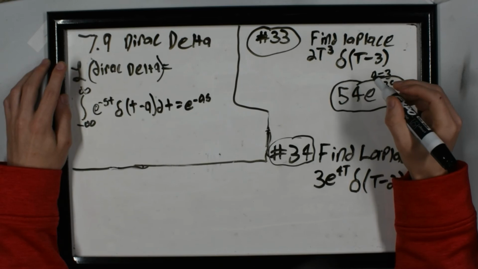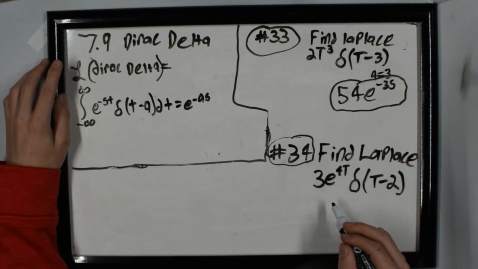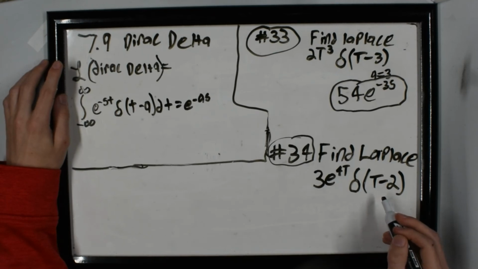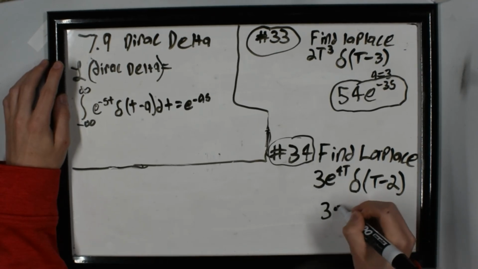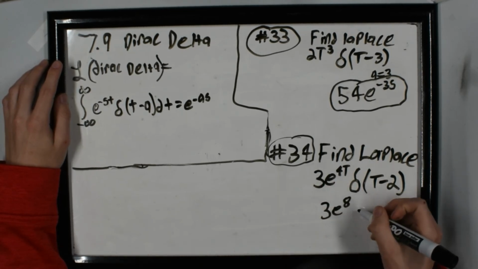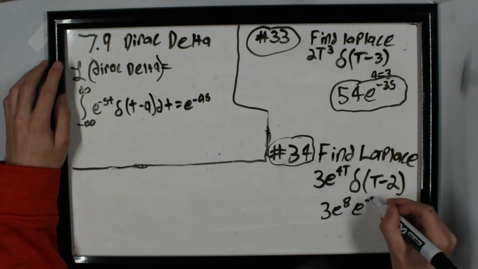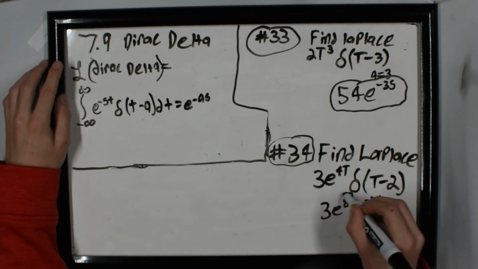Let's go to number 34. A here is 2. So we have 3e to the 8 times e to the negative as. That is e to the negative 2s. That's the Laplace transform of the Dirac delta.